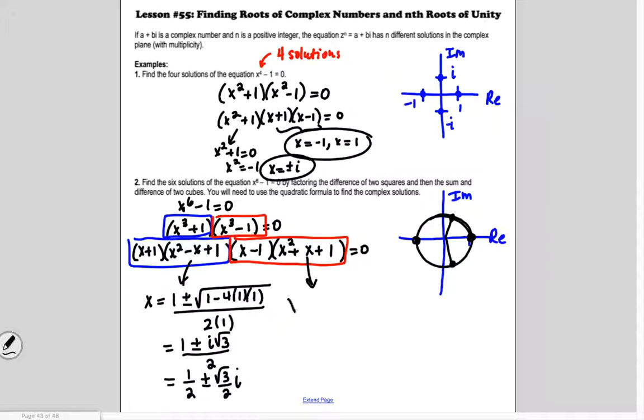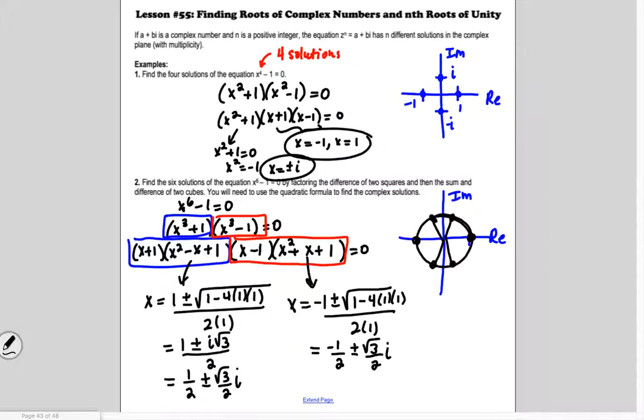Let's see. I'm going to do x equals negative b, so negative 1, plus or minus the square root of b squared, which is 1, minus 4ac, all over 2a. So this one ends up being negative 1 over 2 plus or minus, you guys see how we have the square root of 3 i again? So square root of 3 over 2 i. And those end up being symmetric over here.